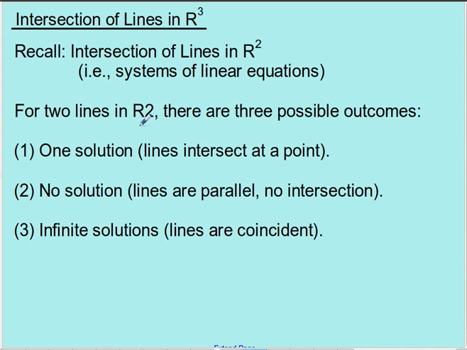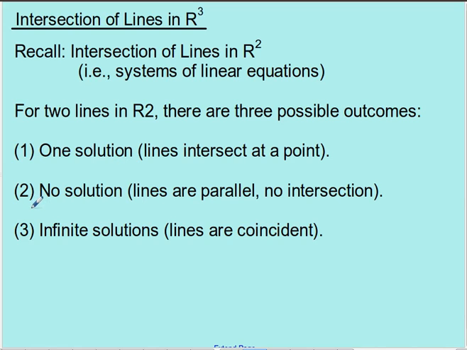When we have two lines in R2, and these things can all be applied to more than two lines, in theory you can have any number of lines where you come up with one of these three possible options. But it's easier to focus on two lines. There are three possible outcomes for that situation. The situation that we normally expect to see, simply because mathematically this is usually the most interesting one, is two lines that intersect at a point. And that's the one solution case.